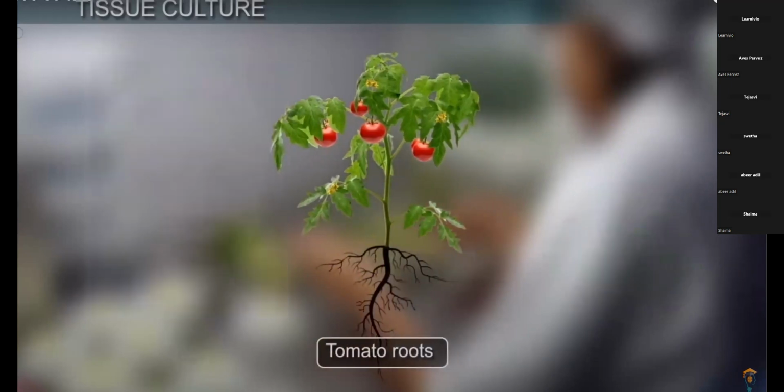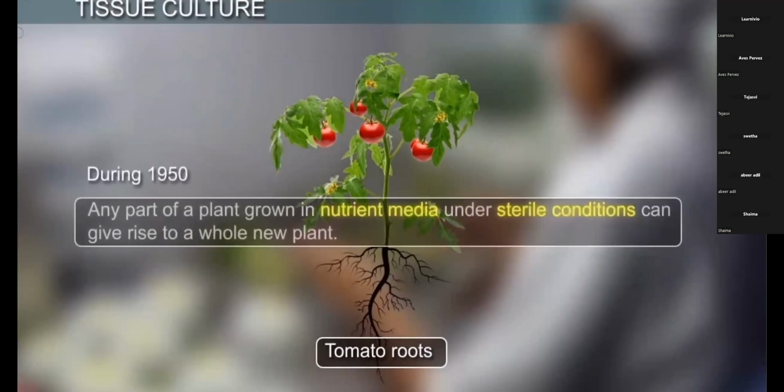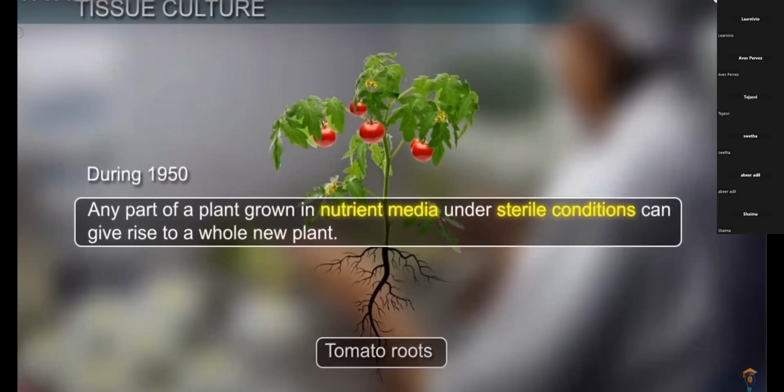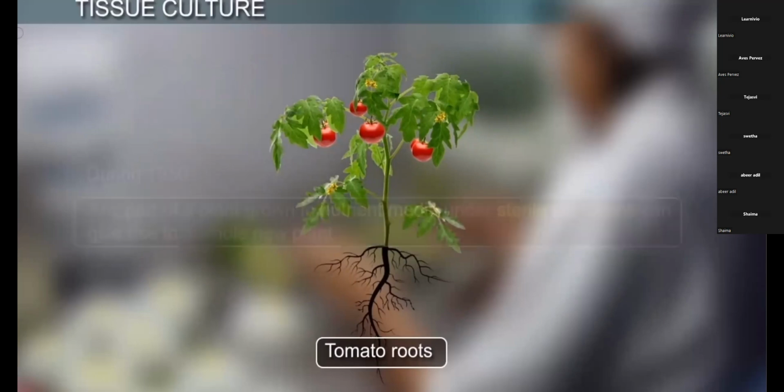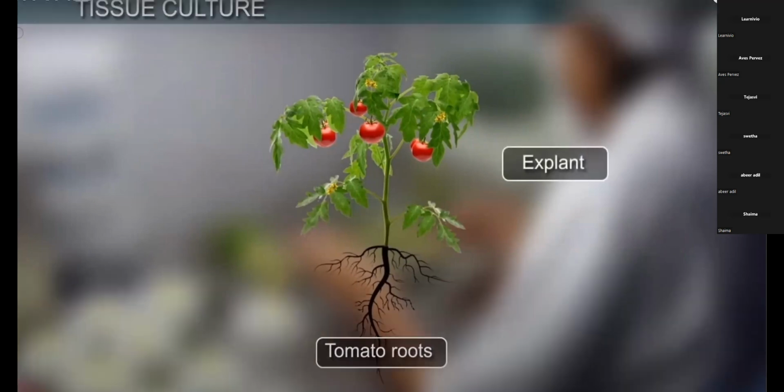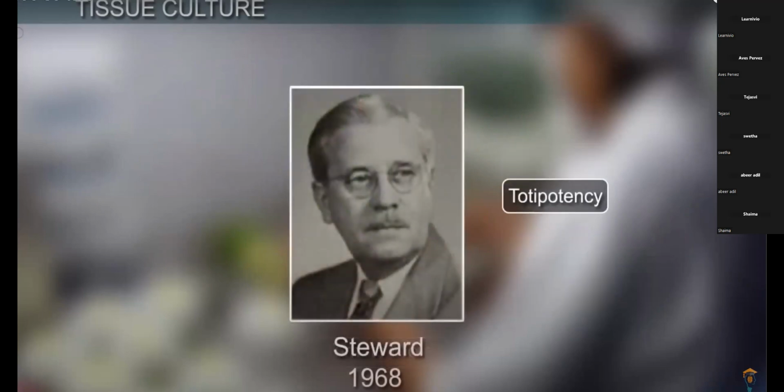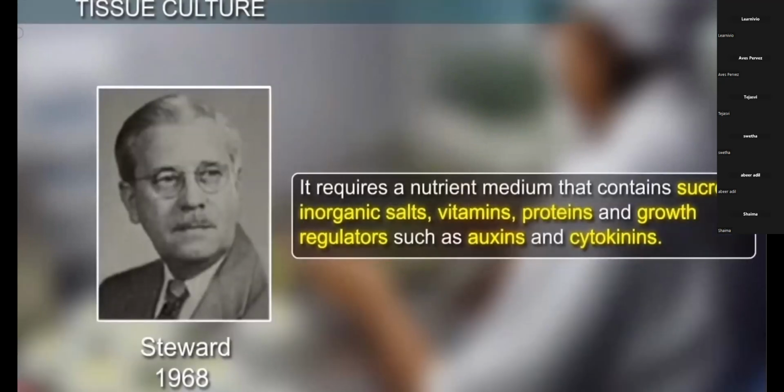After some time, when the nutrient rich medium is provided, it becomes a big mass of cells which has the capability to give rise to new plants. So tissue culture is a special technique in which we take a tissue or a group of cells that is called an explant. What do we call it? Explant. When we grow it in the nutrient rich medium, it starts multiplying along with some growth promoting hormones like auxin and cytokinin.